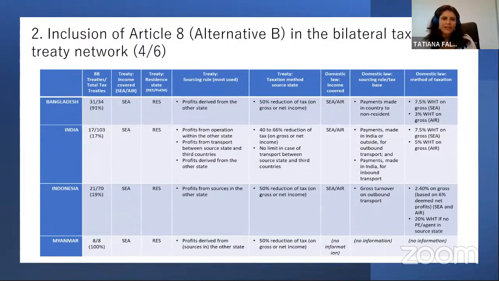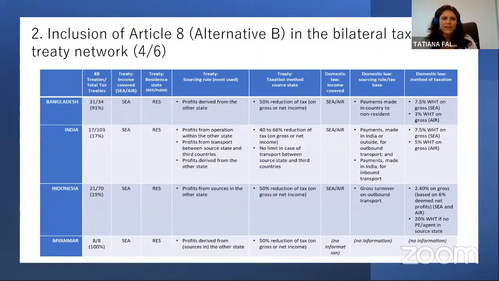You'll see that the treaties give source state taxing rights only to maritime shipping and not to air transport. And so the principle in tax treaties of exclusive resident state taxation on air transport income is much more solid than that of maritime transport.